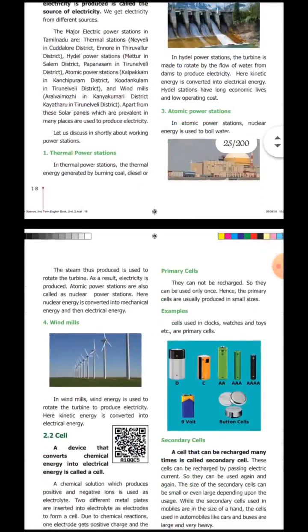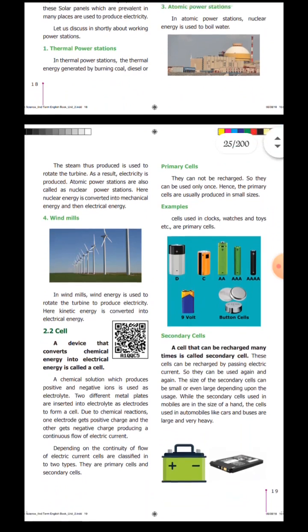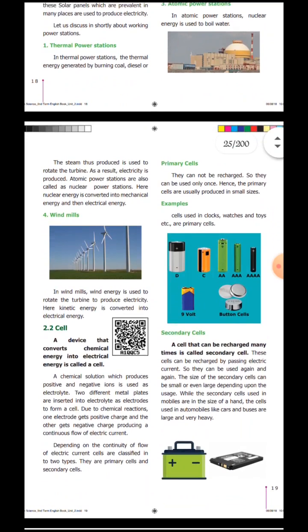Yes. The next one is the atomic power station. See here, this is the atomic power station. In atomic power stations, nuclear energy is used to boil water. The steam thus produced is used to rotate the turbine. As a result, electricity is produced. Atomic power stations are also called nuclear power stations. Here, nuclear energy is converted into mechanical energy and then electrical energy.